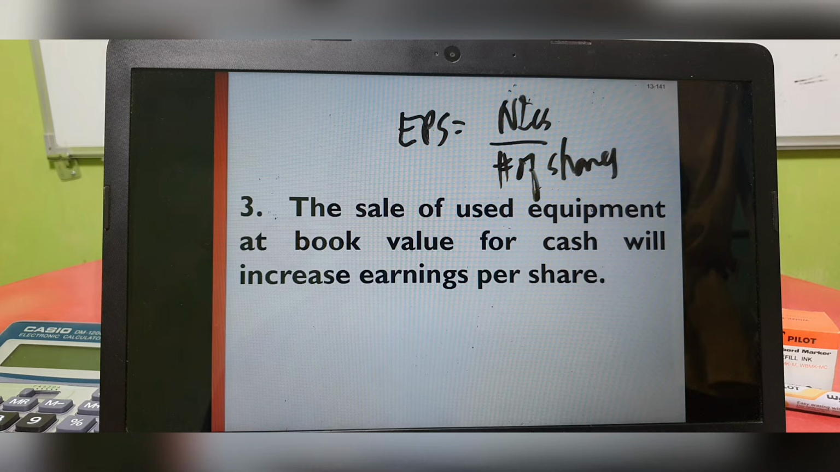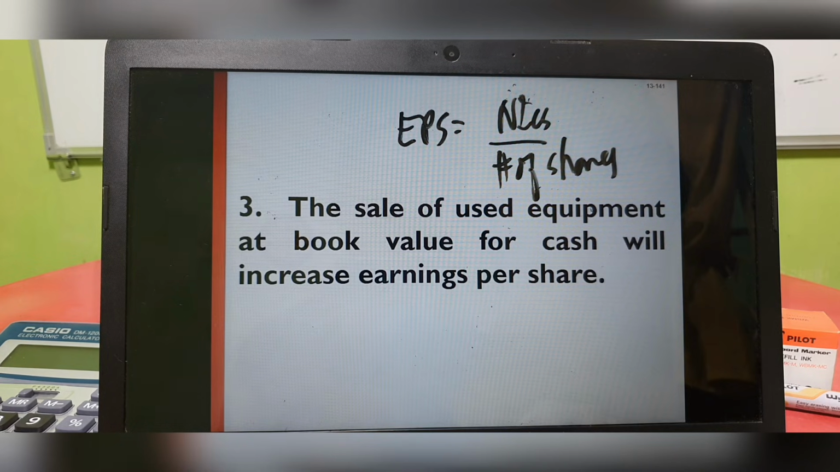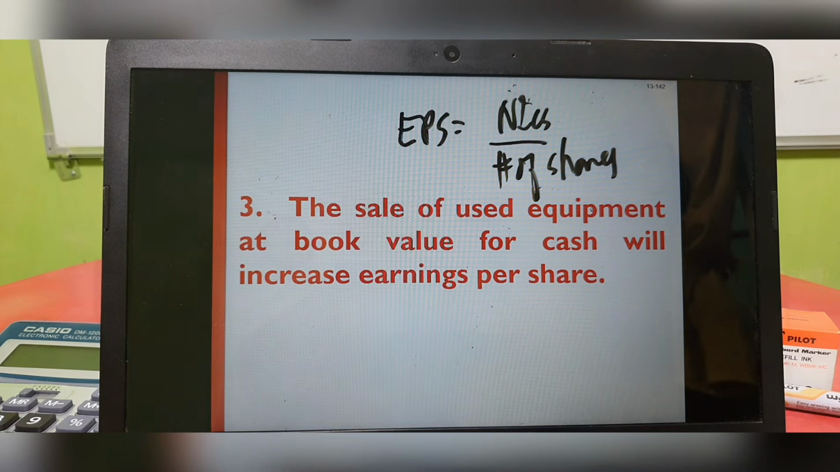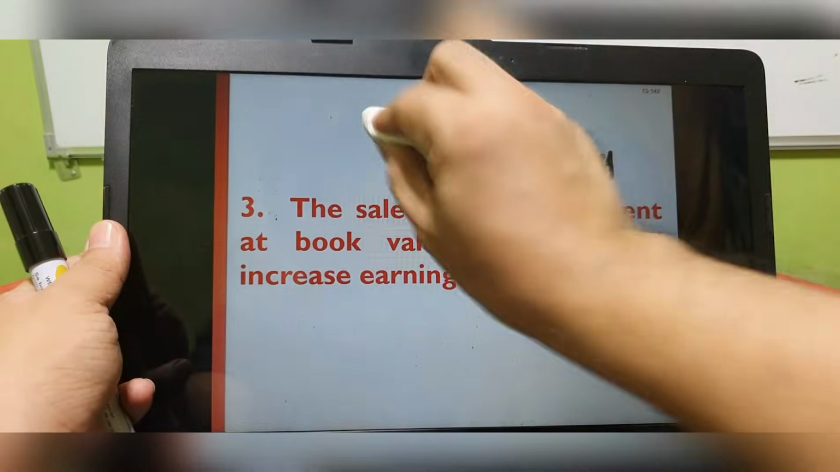So, may effect ba sa ating net income? Meron ba tayong gain or loss? Meron ba tayong binenta siya at book value? So, therefore, walang gain, walang loss. Meron bang increase in the number of shares? Wala rin. So, will it increase the earnings per share? The answer is false. So, nag-red siya. Alright.